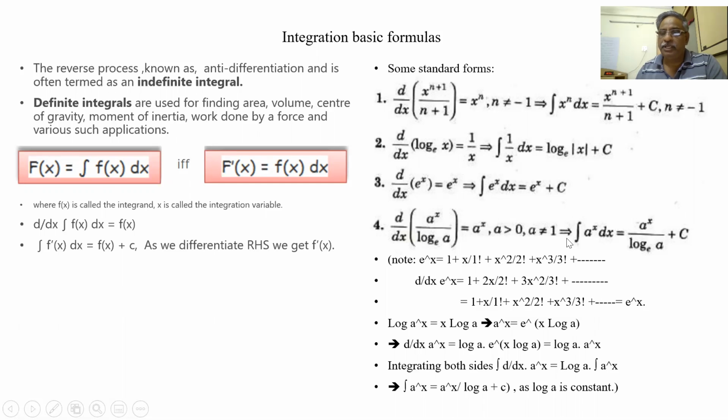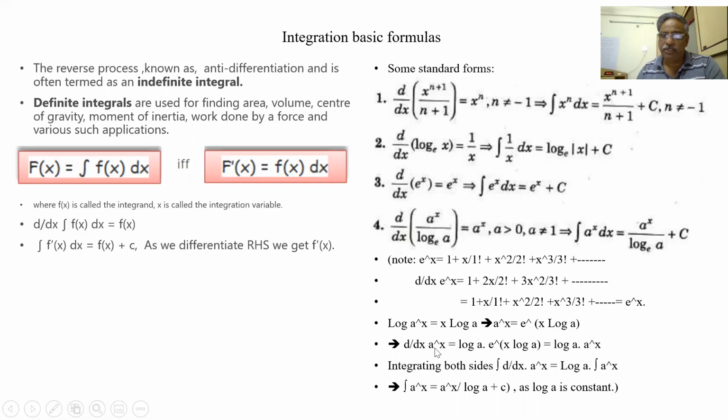What is the integration of a to the power of x? It is a to the power of x by log a plus a constant. Let us see here. Let us see a to the power of x. Log of a to the power of x can be written as x log a, x coming to this side. So a to the power of x is equal to, taking the e to the other side, e to the power of x log a.